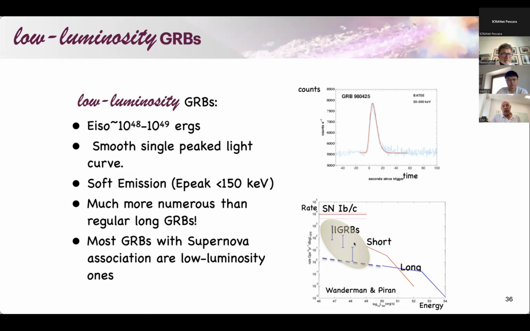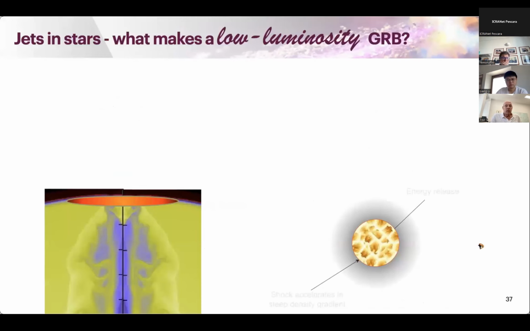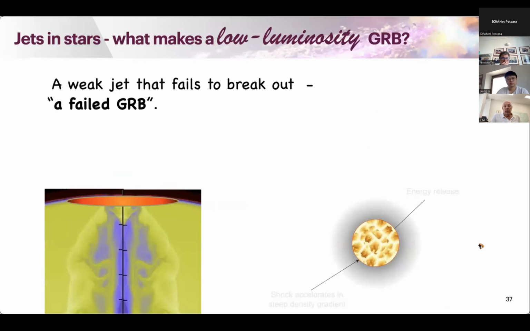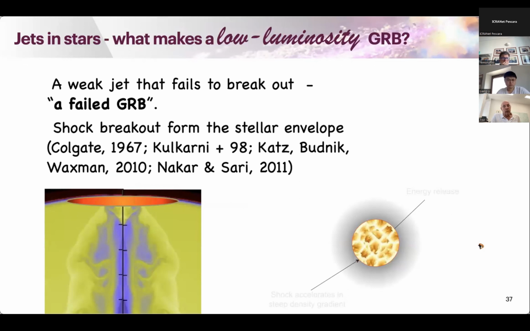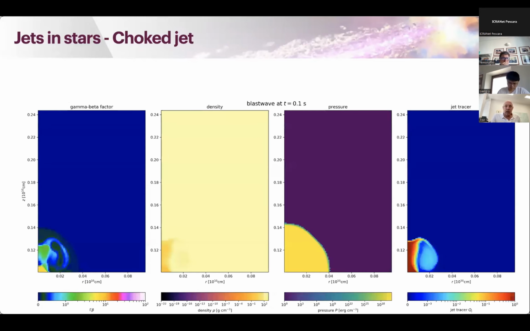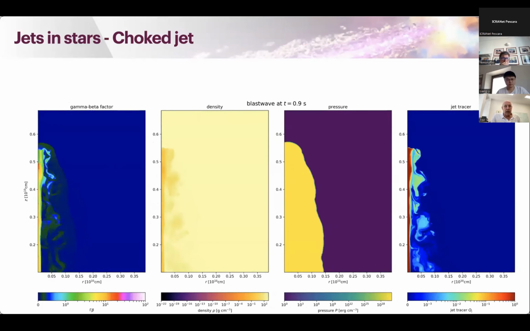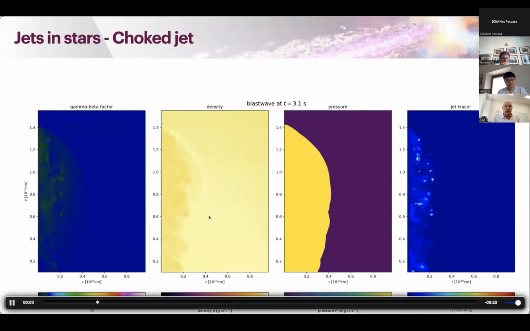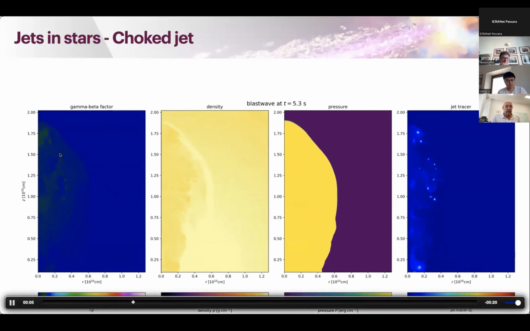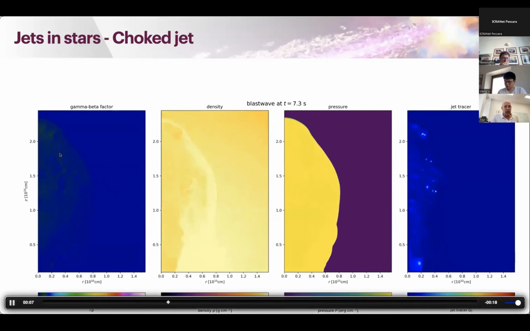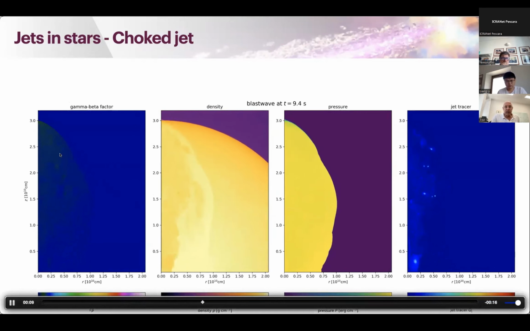It is very soft emission. And as I said, they are more numerous, but we don't see them. Most of them are associated with supernovae. So what is this? This is the cocoon breakout. This is the faint GRB, and this is the cocoon breakout. And this suggestion goes very far back. And this is a simulation of this. Udi has shown his simulation. This is done by my postdoc Matteo Pais.